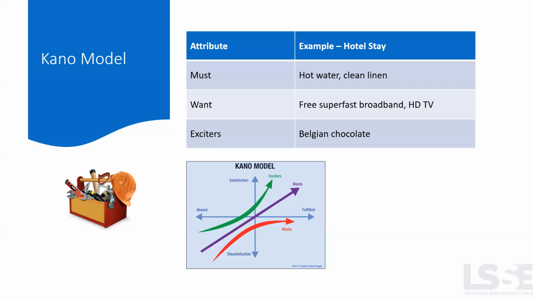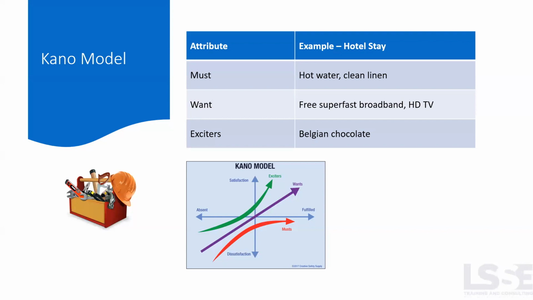Another attribute is what you call a want. A want is something where the more there is, the more satisfied the customer will be. An example is free super fast broadband, an internet connection that is really fast. The faster it is, the more delighted or satisfied the customer gets. Or TV: the bigger the TV, the more satisfied the customer is.